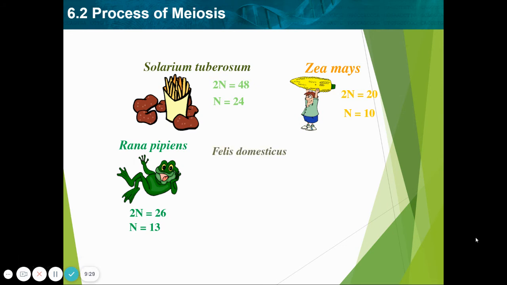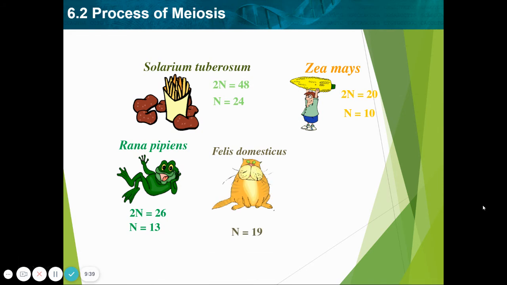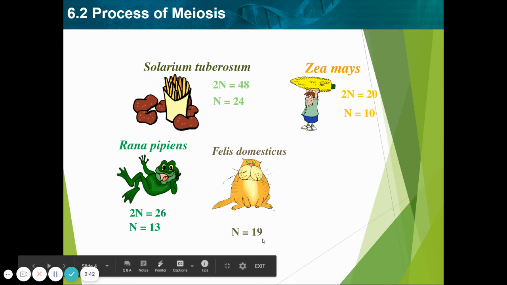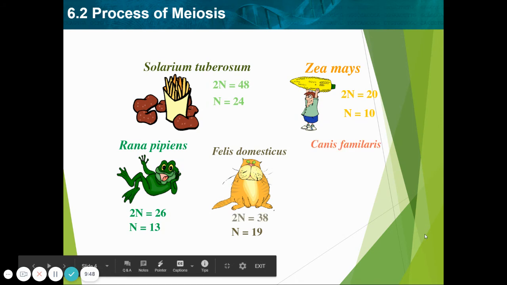Another example, Felis domesticus. I can see domesticus and I see Felis, so that is a house cat. Your house cat has 19 different types of chromosomes in an egg or sperm cell. What are you going to find in a skin cell or a whisker cell? You're going to find 38.